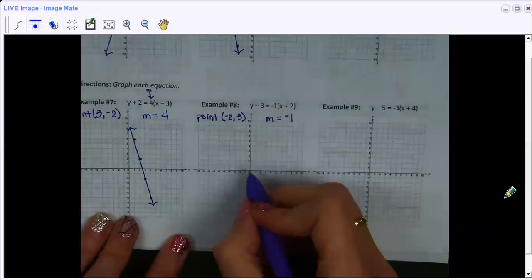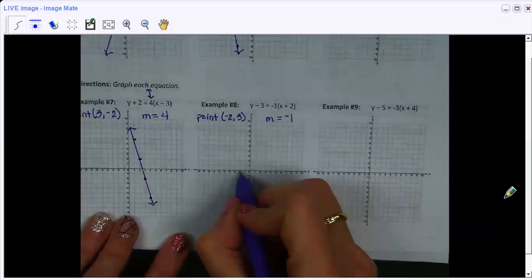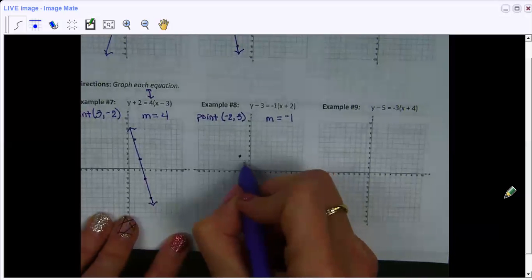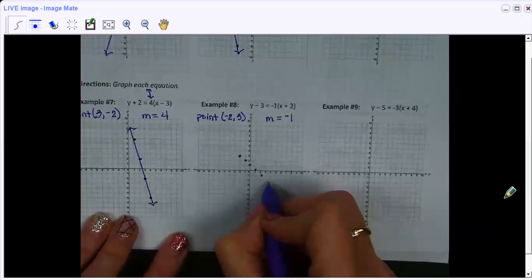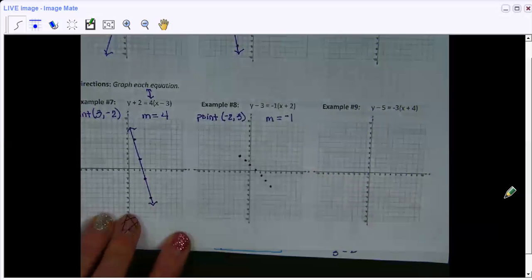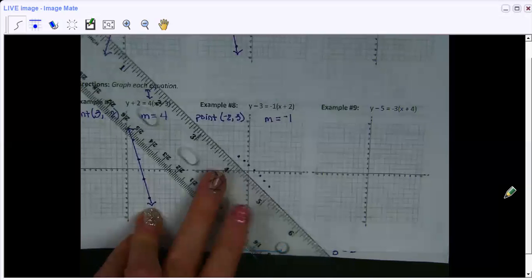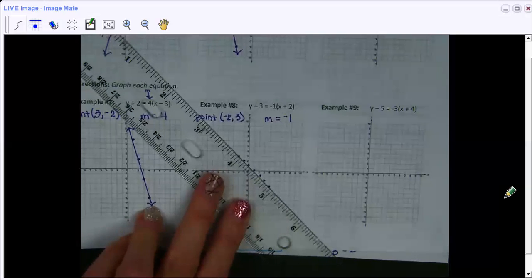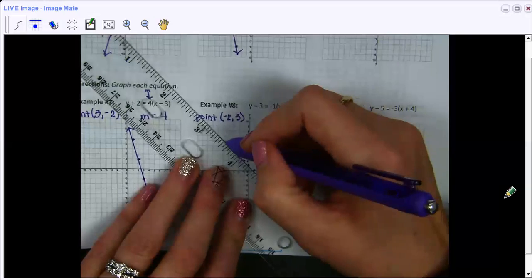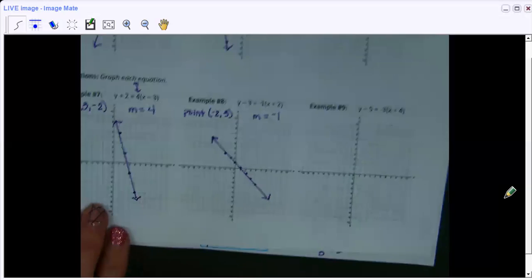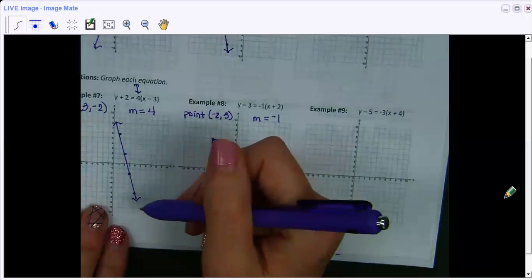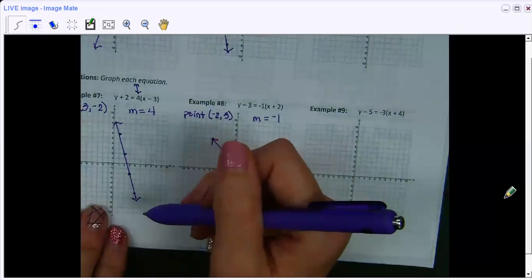Ms. Motherman, may I please ask you a question? Yes. I am still on example 7, and I don't understand how you got the line going this way, because when I graphed it, I got it going this way.